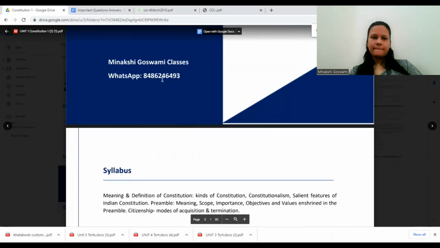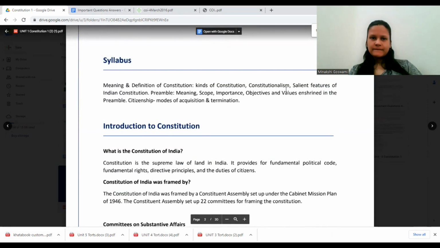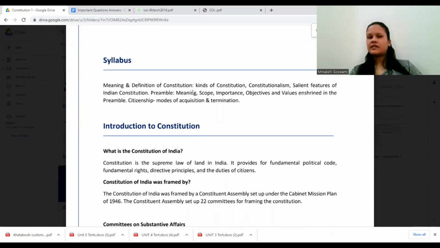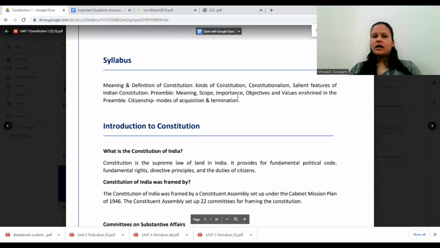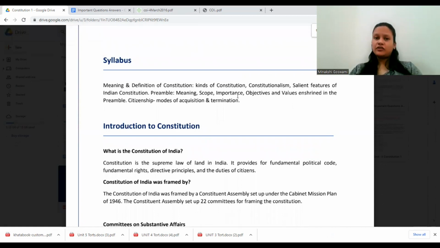This is clear, right? Clear, yes ma'am. So after that, only whatever is given in the syllabus will start, like meaning and definition of constitution, different kinds of constitution, etc.